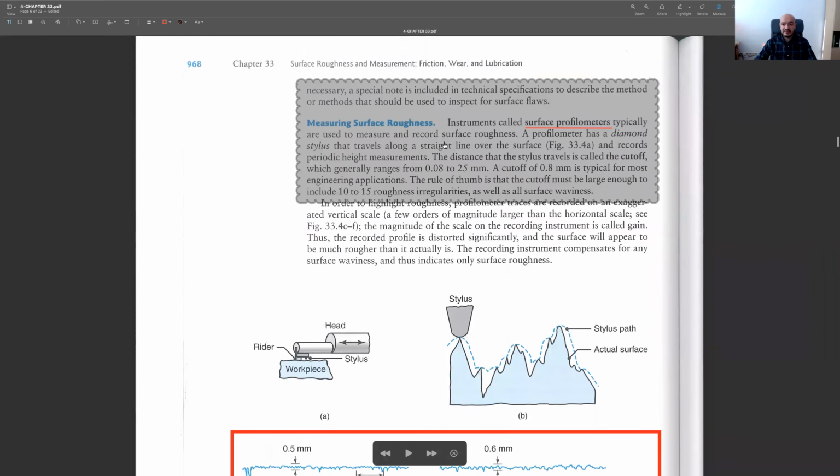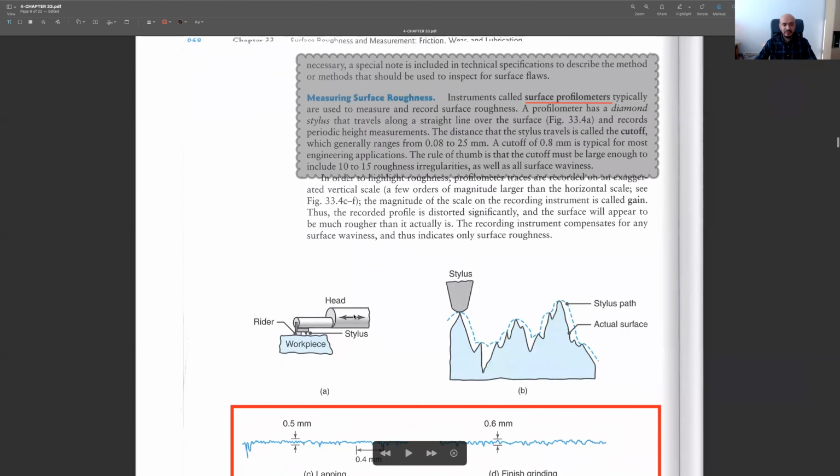For 1D measurements, we make use of surface profilometers. I will record another video on this. Since I have a simple surface profilometer, I will measure some typical parts and show you the results.